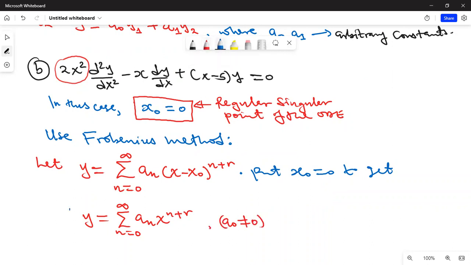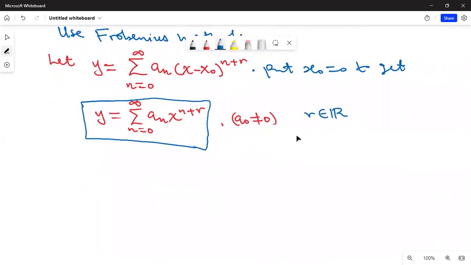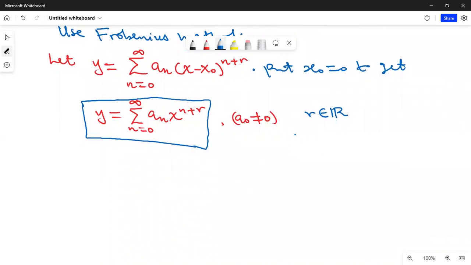So this is our assumed solution. Our solution should be in the form of this kind of series. Because it is a solution, it must satisfy the given ODE. And I said r here is a real number. r belongs to the set of real numbers. Now let's find the derivatives of this solution.